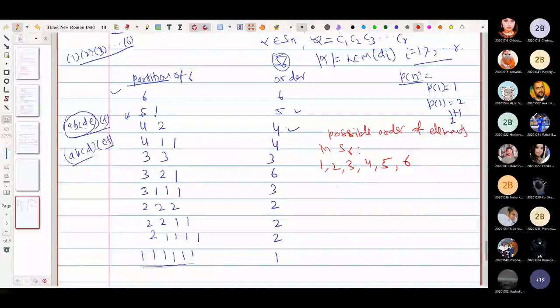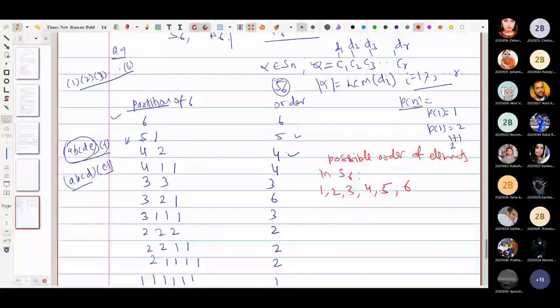Now the next question, the second part, was the possible orders of elements in A6. I think it is not visible. Okay. Possible orders.